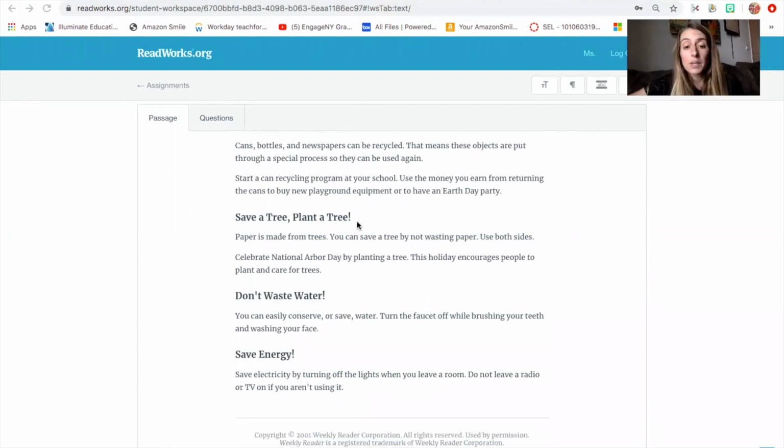Save a tree, plant a tree. Paper is made from trees. You can save a tree by not wasting paper. Use both sides. Celebrate National Arbor Day by planting a tree. This holiday encourages people to plant and care for trees.